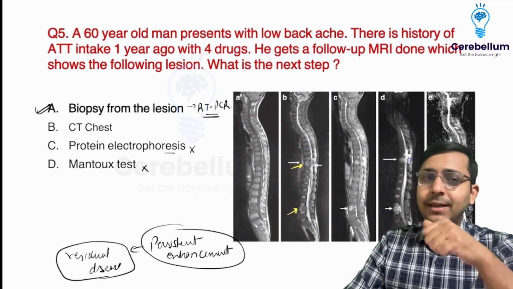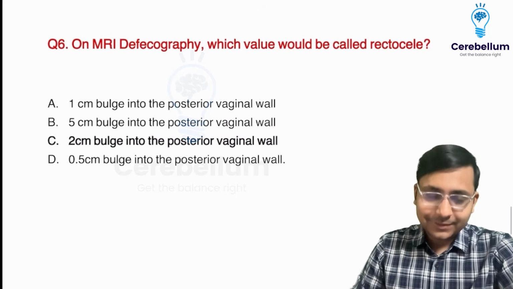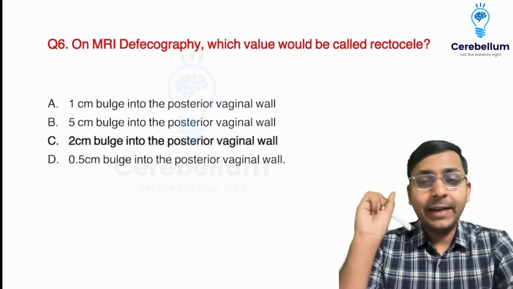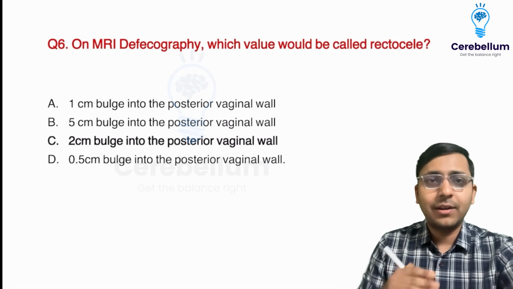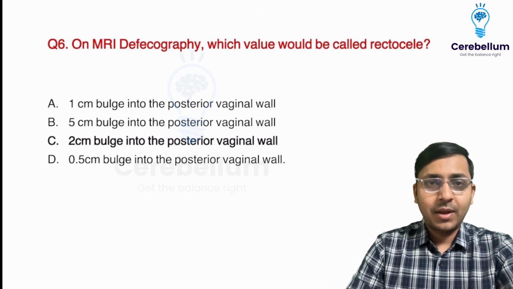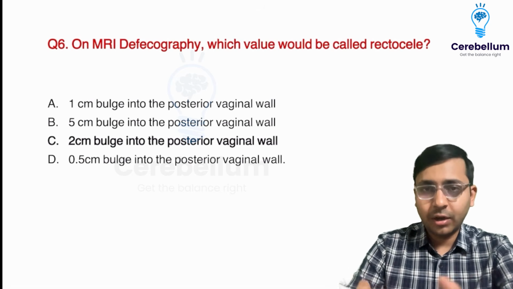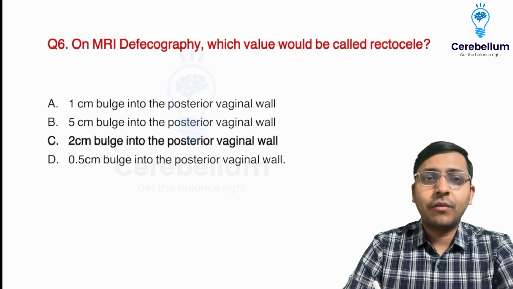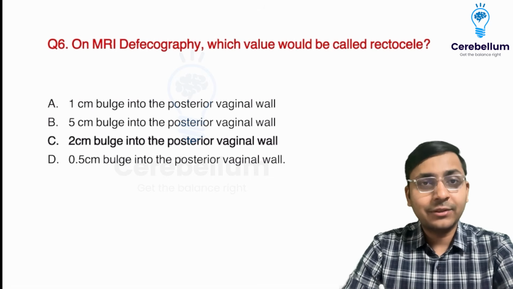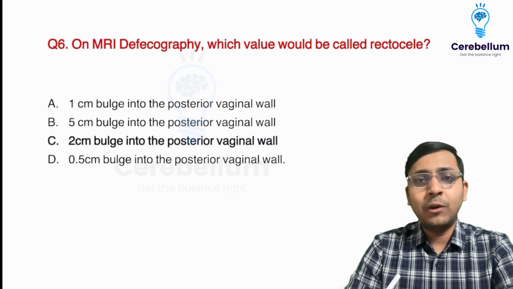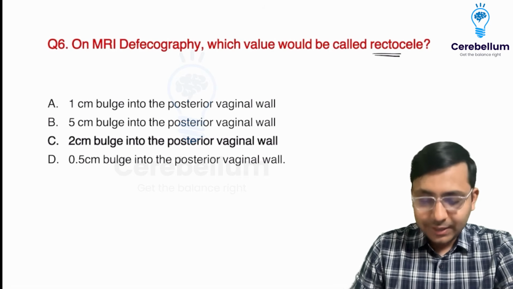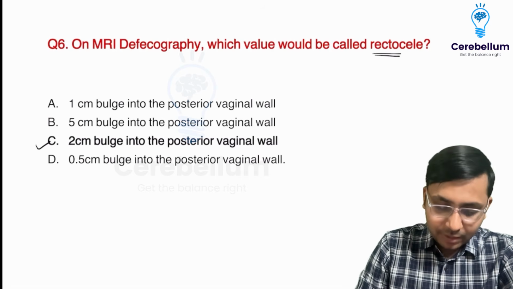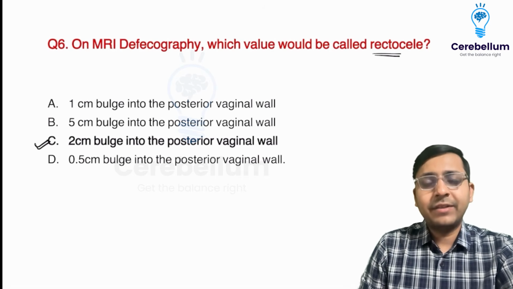And so the best answer here is biopsy from the lesion. Next, now this was an absolute bouncer, very tough question. I would say even MD residents, radiology residents would not know this answer. And in fact, to be honest, I had to search to get the answer of MR defecography, rectocele. So on MR defecography, which value would be called rectocele? Right now, the answer is C, 2 centimeter bulge into the posterior vaginal wall.